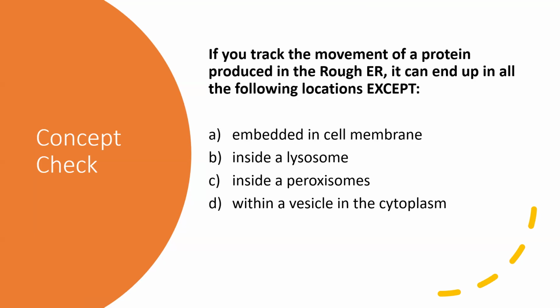Yeah, you guys are running out of steam. Huh? Yeah, good. This is the correct answer, right? This is the exception. Okay, so it can go into the cell membrane, it can become part of the lysosome, or stay in the cytoplasm, but it will not be the peroxisome. Remember, the peroxisome is not part of the endomembrane system.